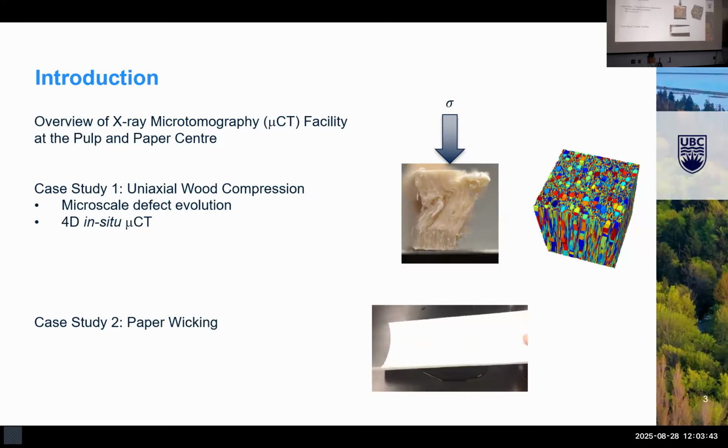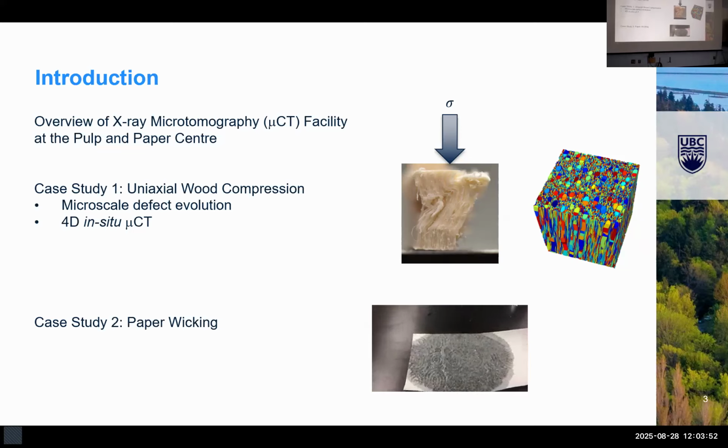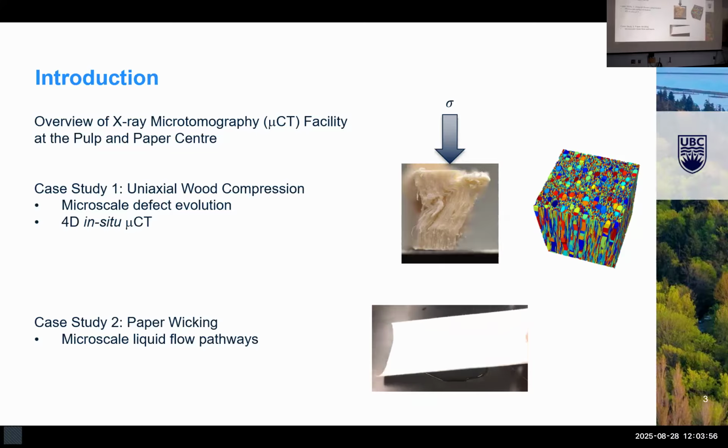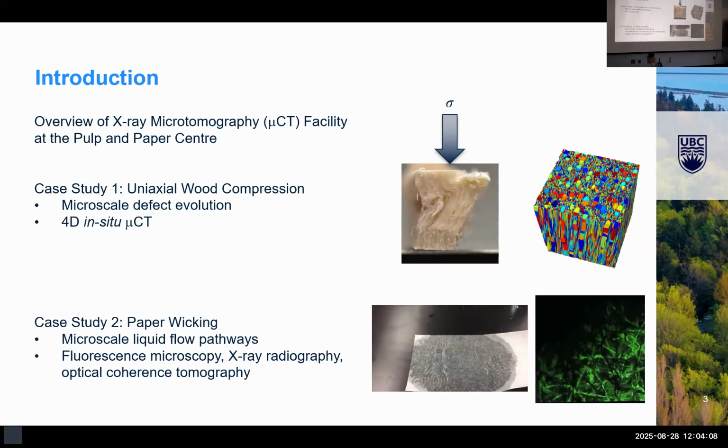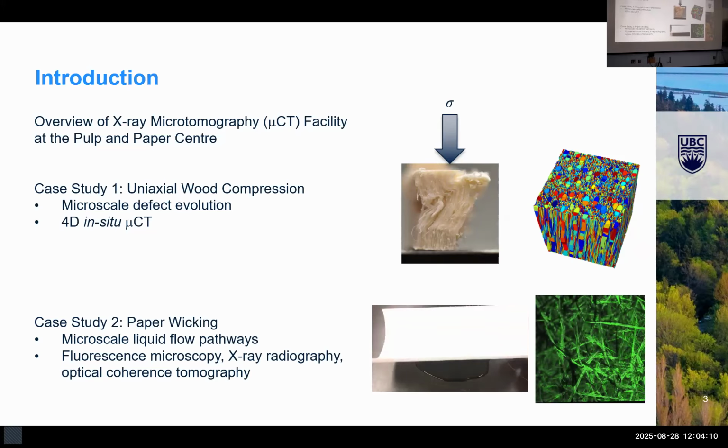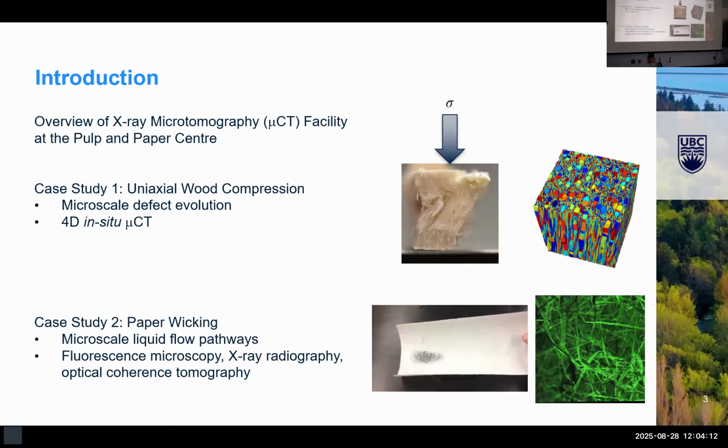And then the second study, another application to fibrous porous media, is looking at wicking in paper. So that's the phenomenon that when you touch a piece of paper to liquid, it spreads out beyond the original contact point. And what we want to understand there is the pathways that the liquid take at the microscale, because despite it being such a ubiquitous everyday thing, it's still not too well understood. And there we have a few different tools that we use, like fluorescence microscopy, X-ray radiography, and optical coherence tomography.